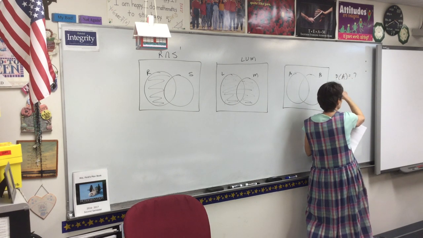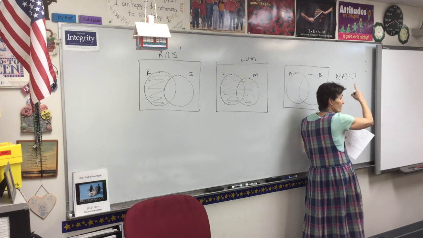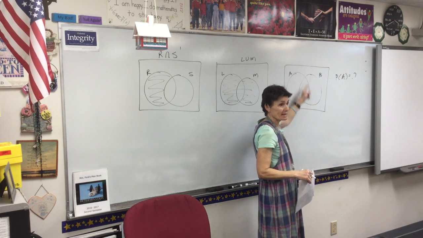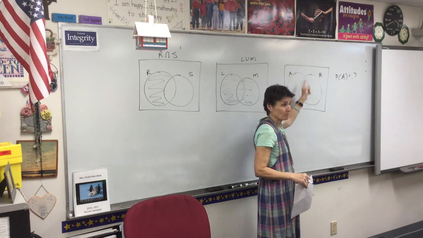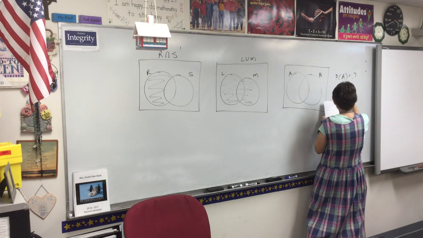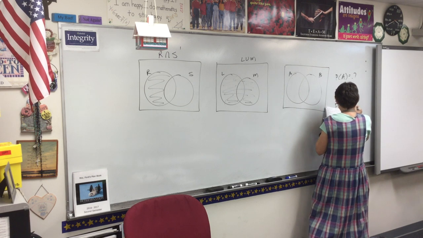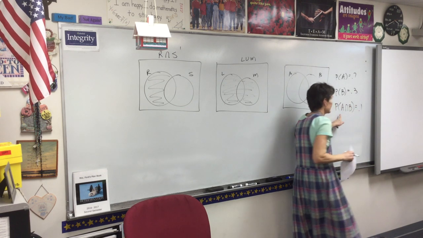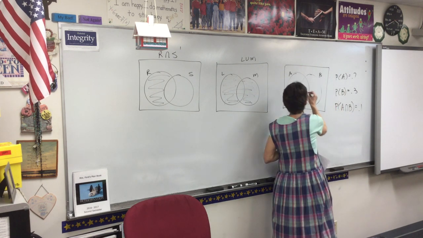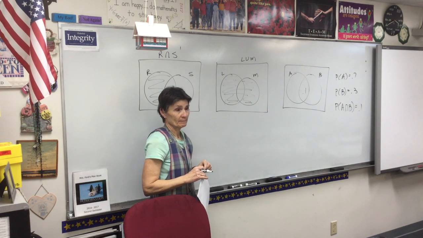So what does this notation right here mean? The probability of A is 0.7. So the whole A circle is 0.7. And the whole B circle is 0.3. And what does this mean? And B is 0.1. So the football is 0.1.